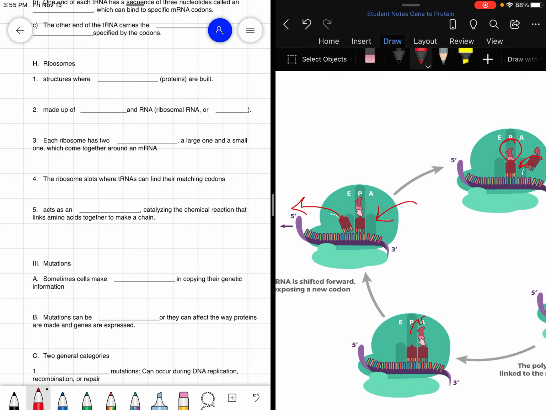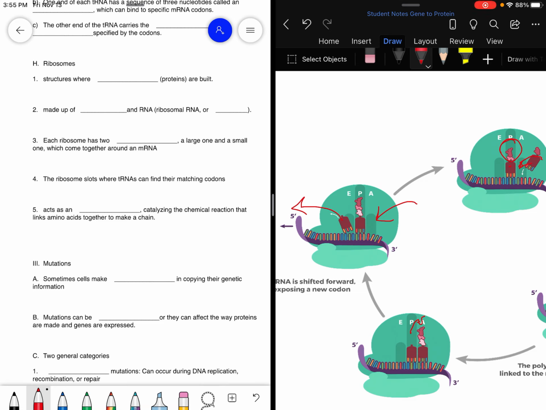So, parts you need to know. Ribosomes. Ribosomes are structures where polypeptides or proteins are built. Ribosomes are made of proteins and RNA.